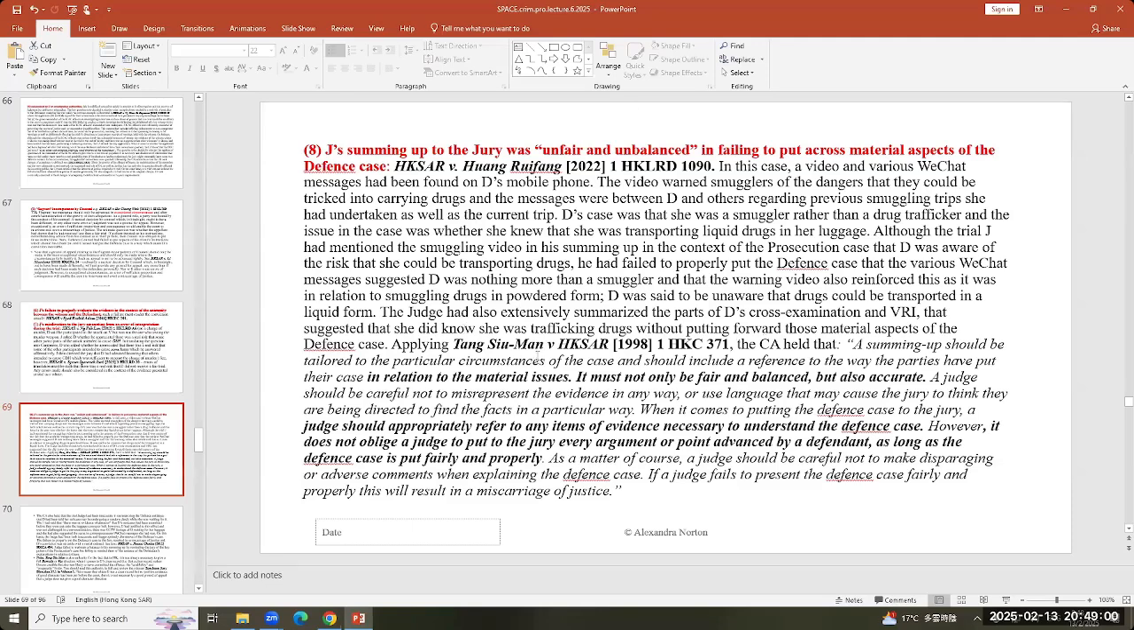Here, in this case, Huang Roy Fang, not only was the judge's summing up unfair and unbalanced, because he concentrated on the prosecution case and he didn't refer to material parts of the defense case, but it was also inaccurate. He got the facts wrong and the evidence wrong when he was summing up the case to the jury. So for that reason, there was a miscarriage of justice.